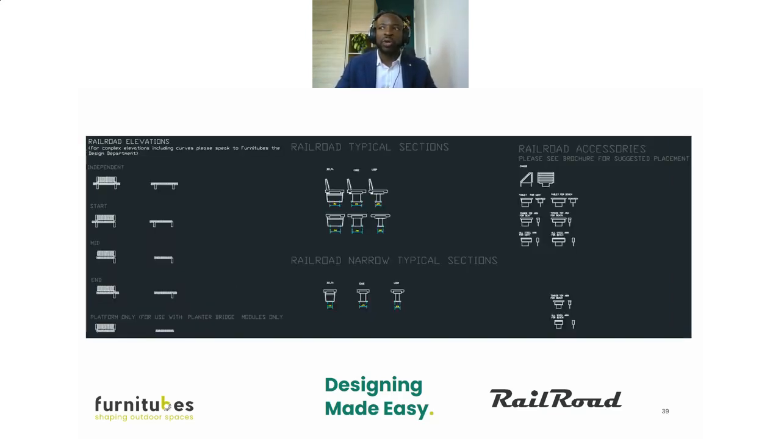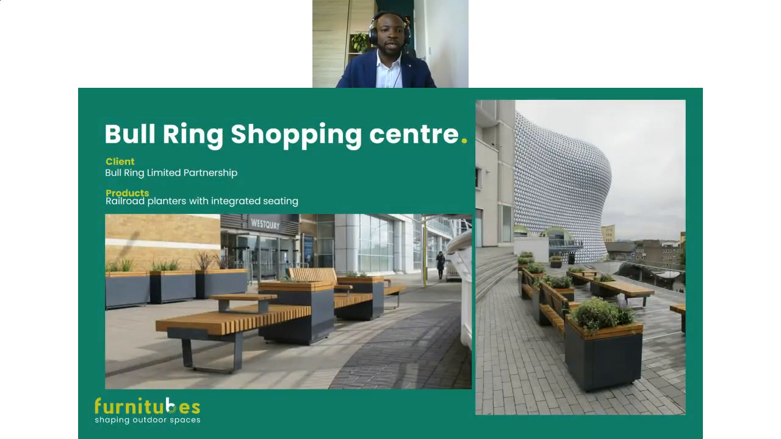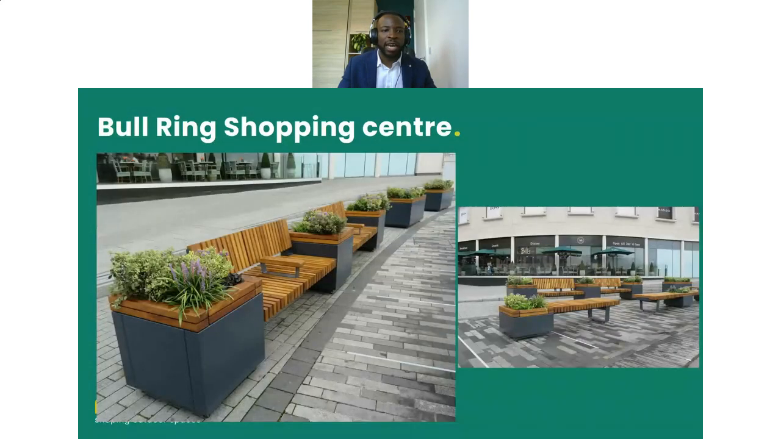And this just shows what they look like from the elevation view and the cross-sectional view as well for all the modules. On site at the Bullring, you can see that the Bullring Limited Partnership used the seating and planting elements. There's some behind which are just planters on their own, while others are bolted onto seating platforms. Some have backrests. They use the timber pads and some armrests as well. This is it from another angle.